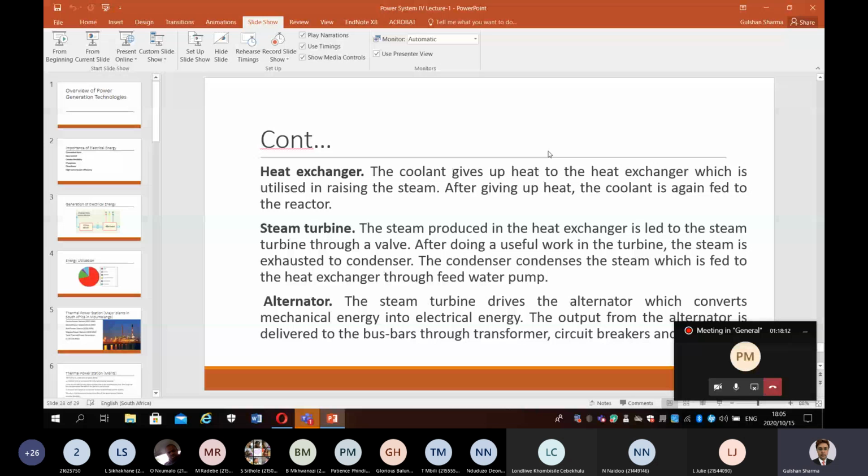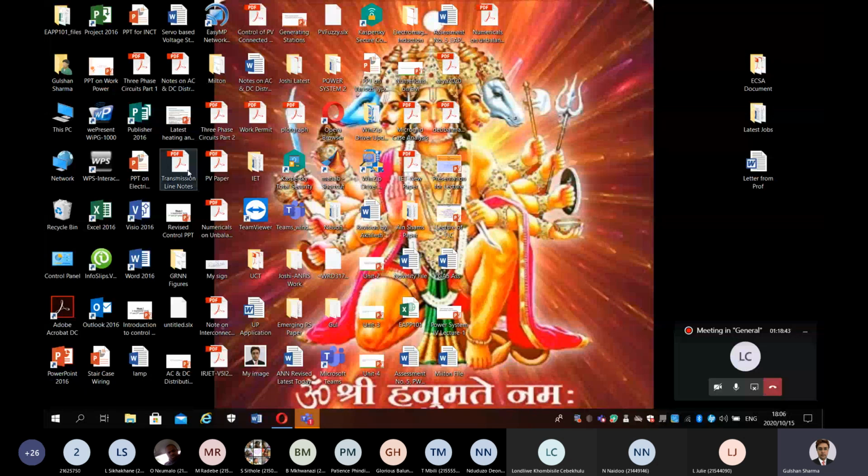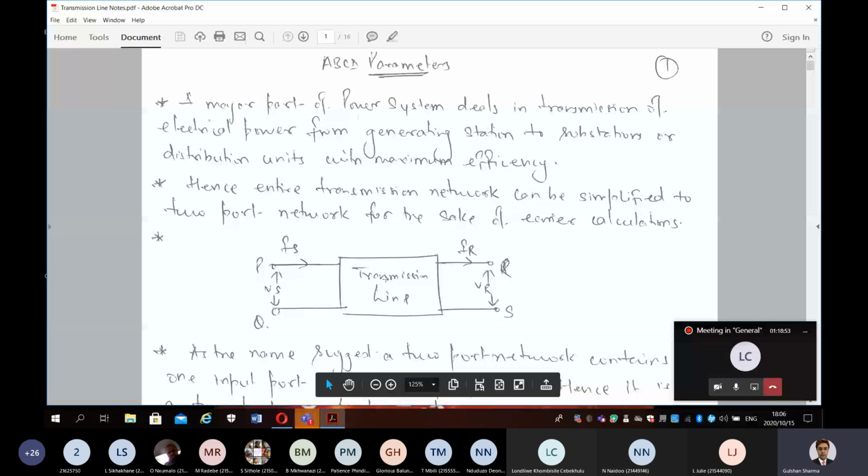Okay guys, now let's start the new unit, the transmission line modeling, as well as the impact and the benefit of the different transmission lines. We'll start now. Just a second. Okay, now you can see my screen, guys. Yes, we can see. We can see your face. Okay, no problem.